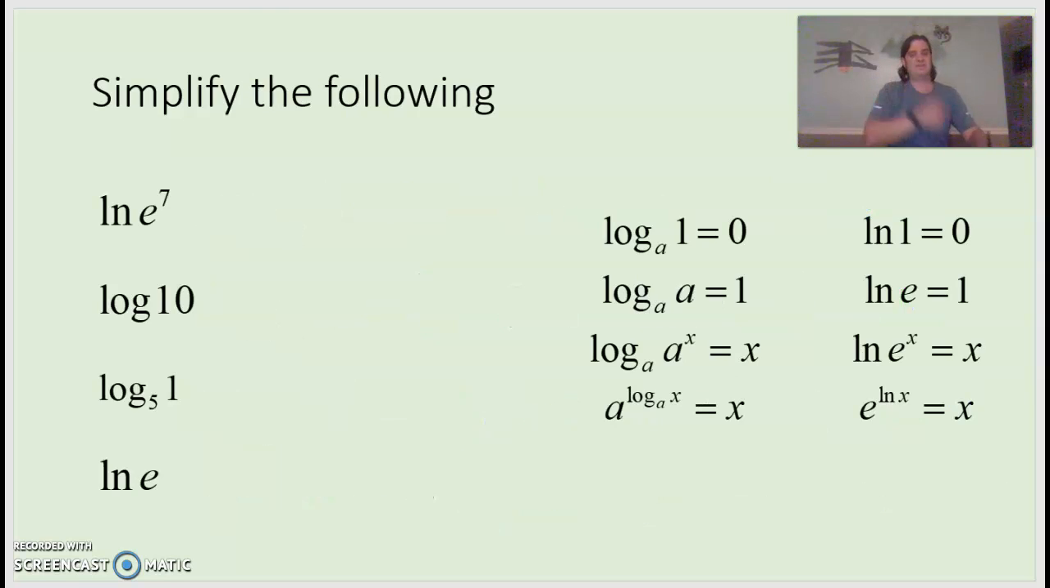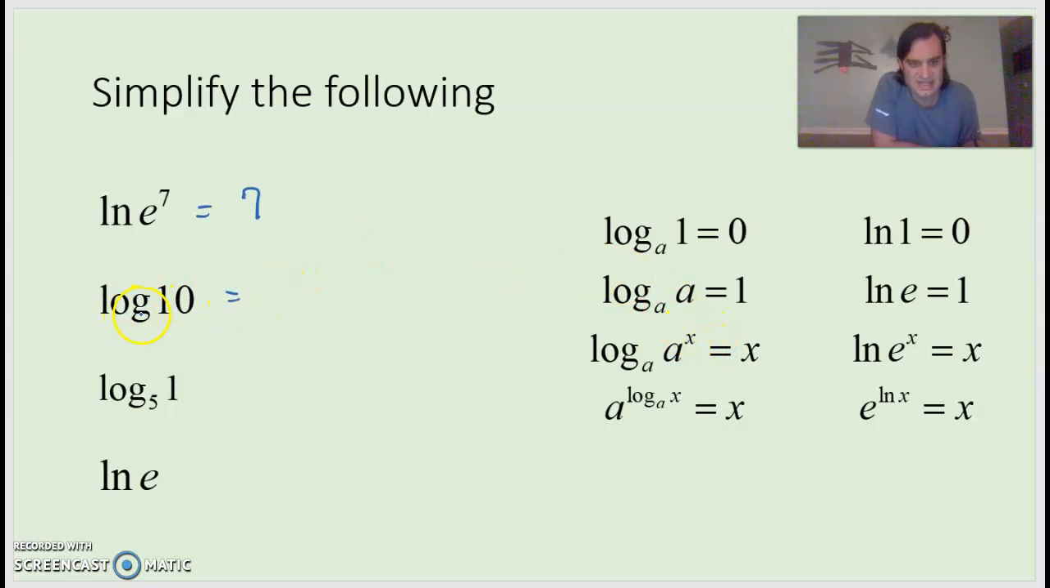So a couple of simplification rules. Make sure you can see where these things come from. The first example I have here is the natural log of e to the 7. So if I come over here, I see that that fits the second column, the natural logs. It fits the third rule, natural log of e to the x equals x. So by that rule, this thing is just a fancy way of writing 7. I don't have to go through the conversion.